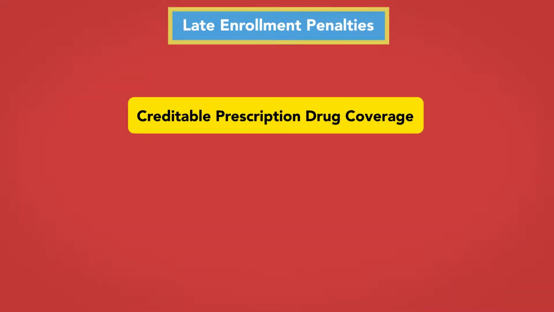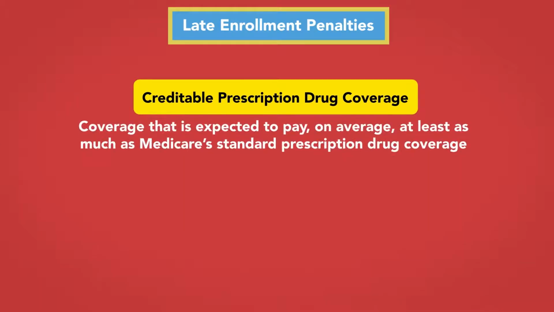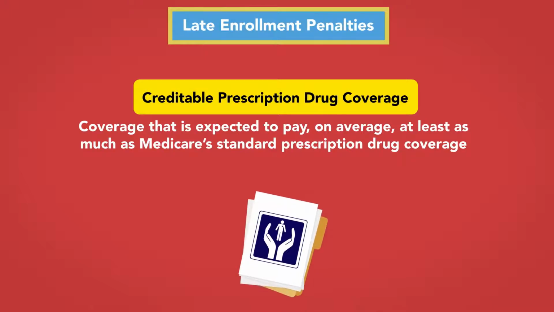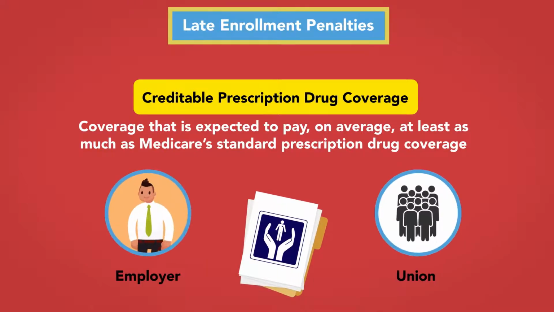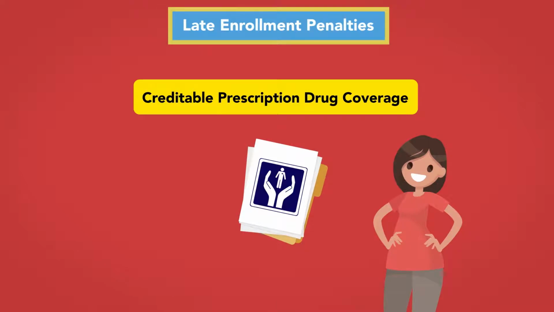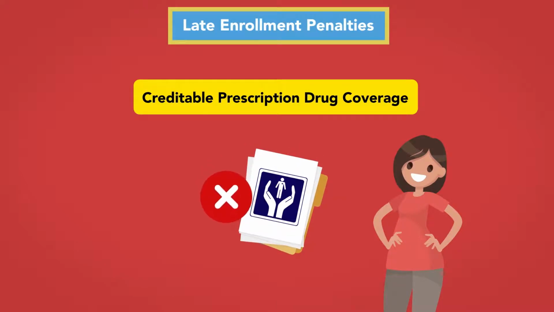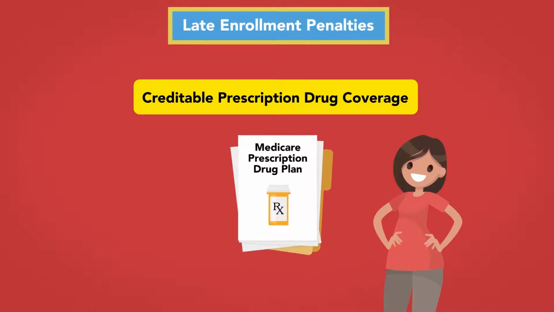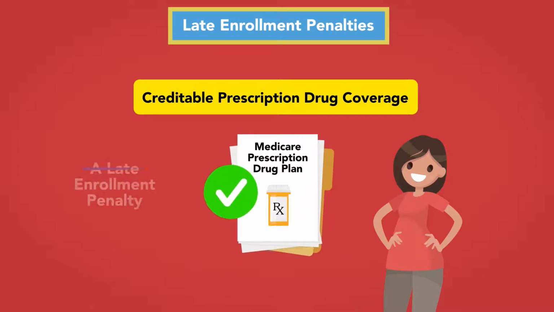Creditable prescription drug coverage means coverage that's expected to pay, on average, at least as much as Medicare's standard prescription drug coverage. This coverage may be part of an insurance plan that's provided by an employer or a union. If a person has this kind of coverage when she becomes eligible for Medicare, she may keep it. If later she decides to drop it and enroll instead in a Medicare prescription drug coverage, she will not be liable for a late enrollment penalty.